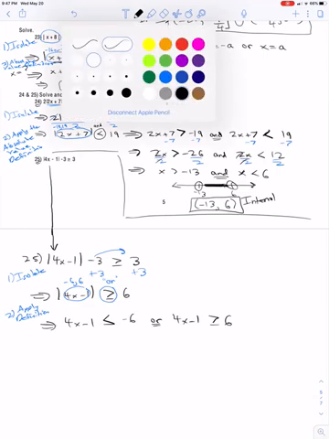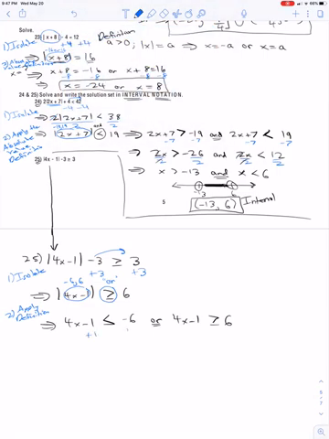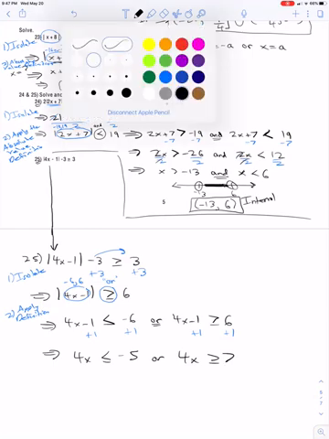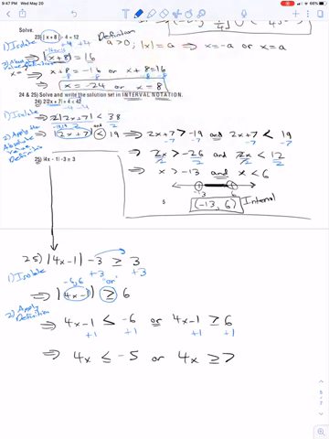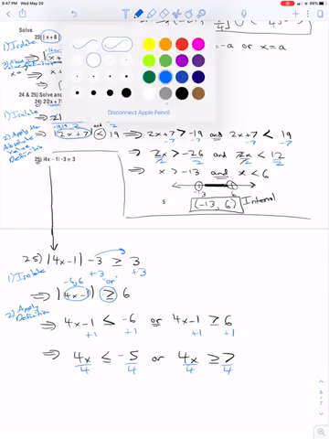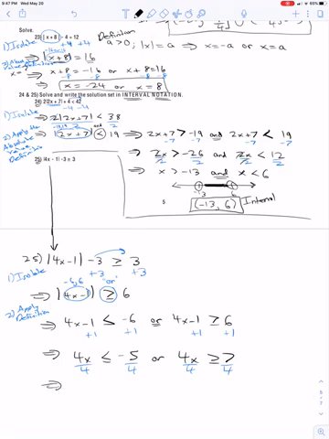Now as we solve that for x, we'll go ahead and get x by itself. Go ahead and add a 1 over on both sides. So we have 4x less than or equal to negative 5. Over here we got 4x greater than or equal to 7. And then our last step, dividing out the 4, the coefficient, on both sides. And this is a positive 4, so nothing changes with the inequality symbol. So x less than or equal to negative 5/4, or x greater than or equal to 7/4.